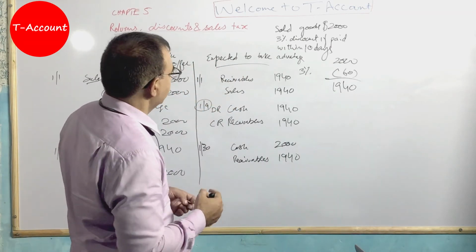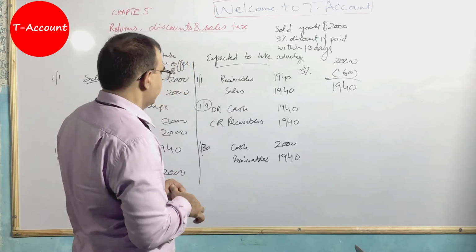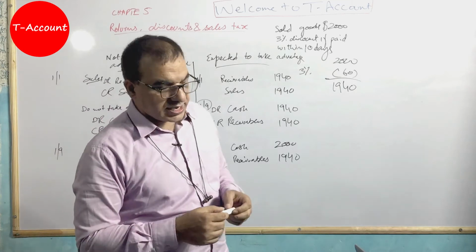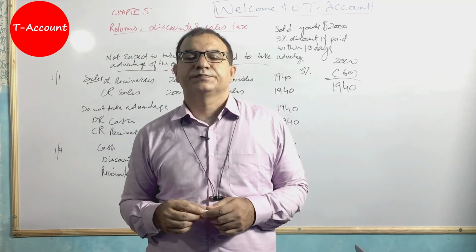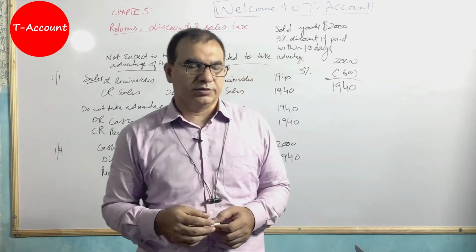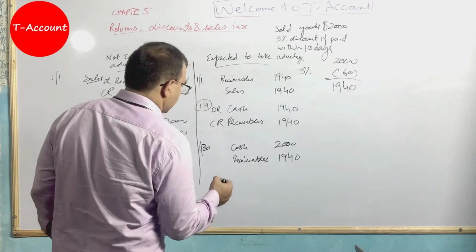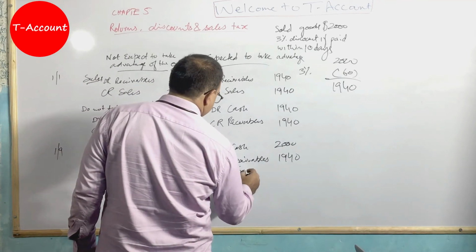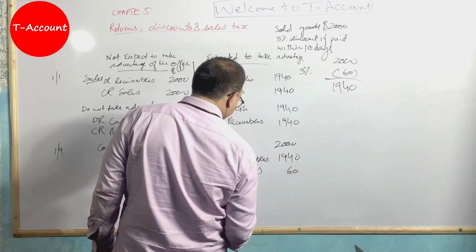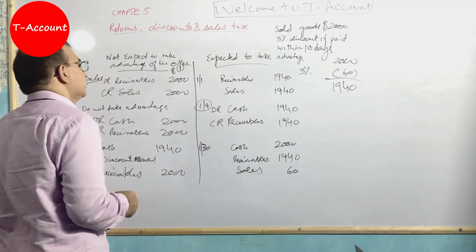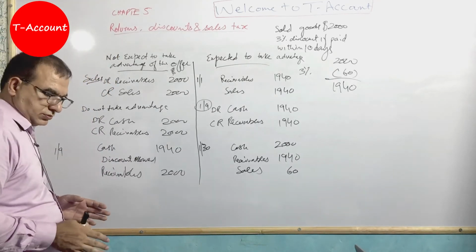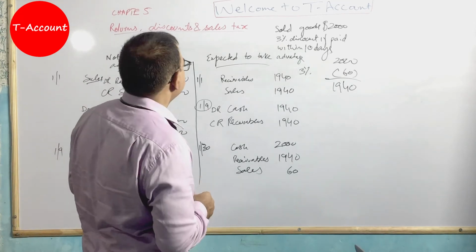Where does that amount go? The difference. Where will you put the difference? Difference you will treat like additional sales. You are making additional cash sales at the time of payment. So you will book that sales. How much is that? 60. So that's how you will treat that situation. Okay. Now just a recap.